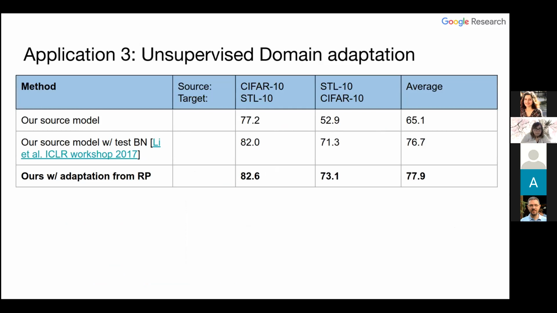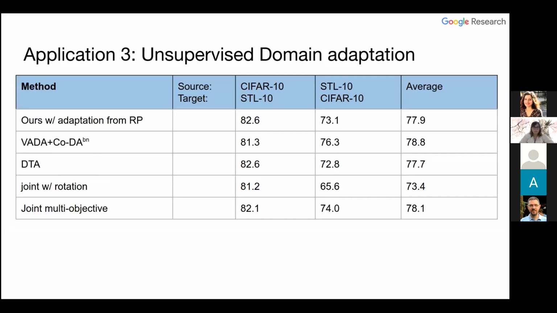And here are results for that. Just using the source model directly on the target domain gives like 65% classification accuracy. Instead, we were doing much better, roughly 78%. And here, we also have another baseline where the batch norm parameters are optimized for the target domain, which performs also quite well, but not as well as our method.